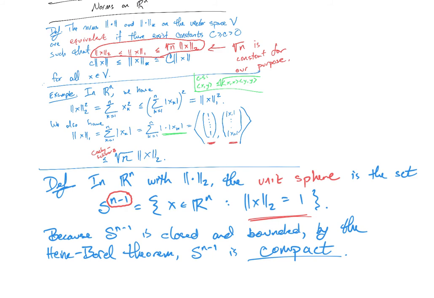Okay. Now, the way this is going to show up in our proof is we're going to use the extreme value theorem. So a continuous function on the unit sphere will attain its minimum and its maximum.